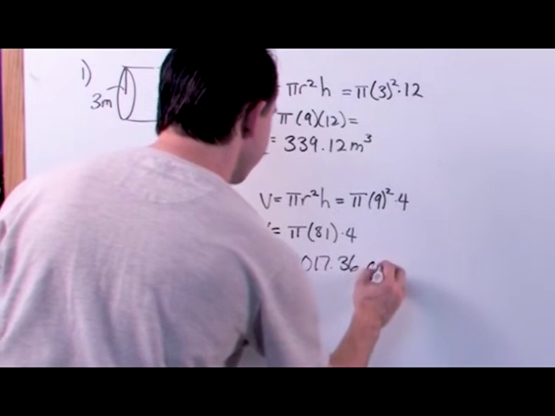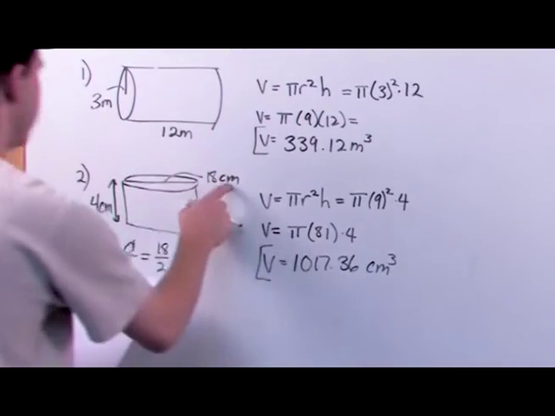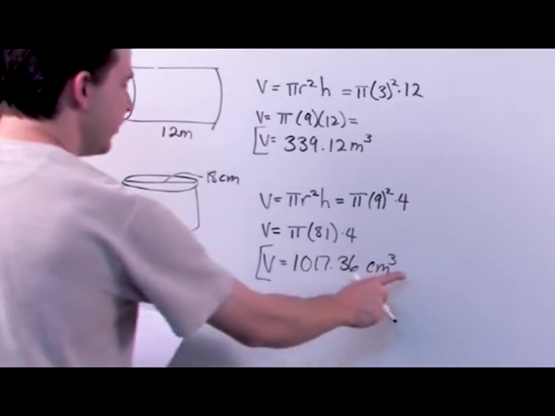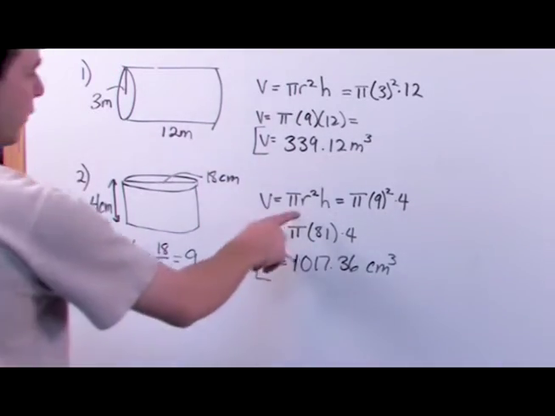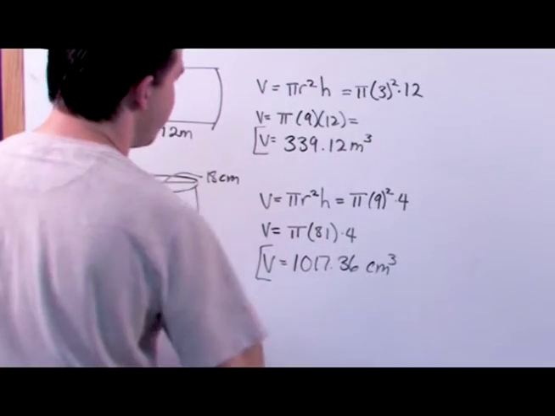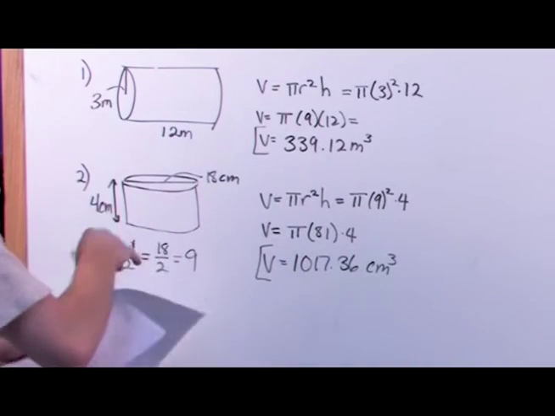1017.36, and you have to have cubic centimeters because we're dealing with centimeters and we're dealing with volume, so you have to have cubic. So here the only snag was that you weren't actually given the radius, you were given the diameter, and you had to calculate the radius.